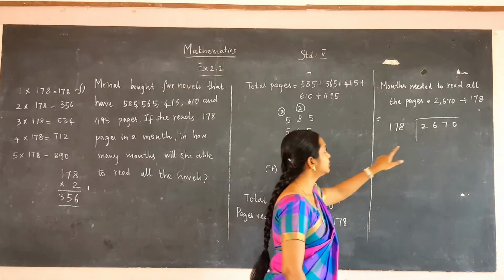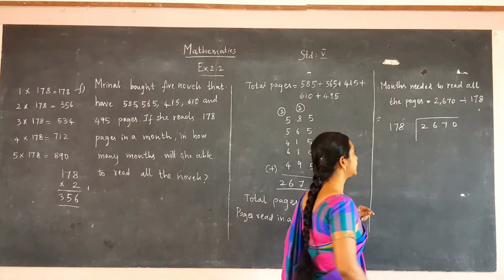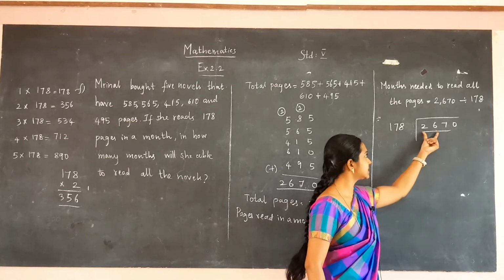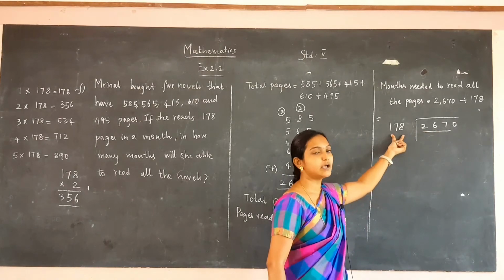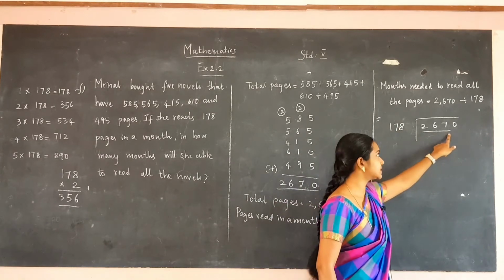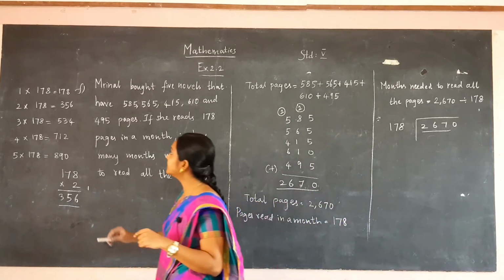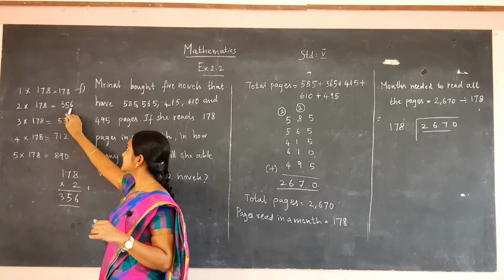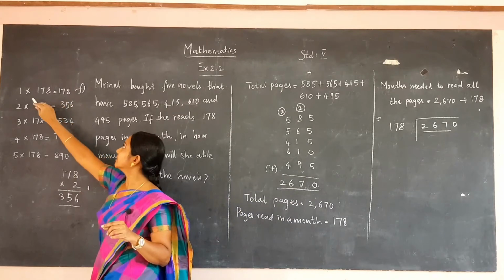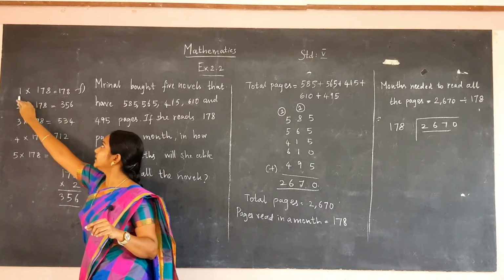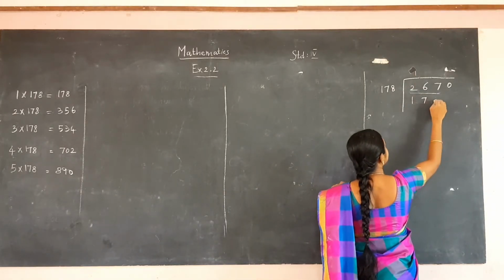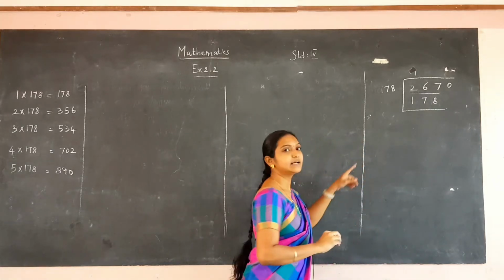Now we are going to divide 2670 by 178. Now choose 3 numbers. If we choose 2 numbers, that is 26. 26 is less than 178. We cannot divide. So choose another number, that is 7. 267 is chosen. Now find a number nearer to 267. See here we have 356. 356 is greater than 267. So choose the before number, that is 178. So write 1 in the quotient. So write 178. Now we are going to subtract these 2 numbers.